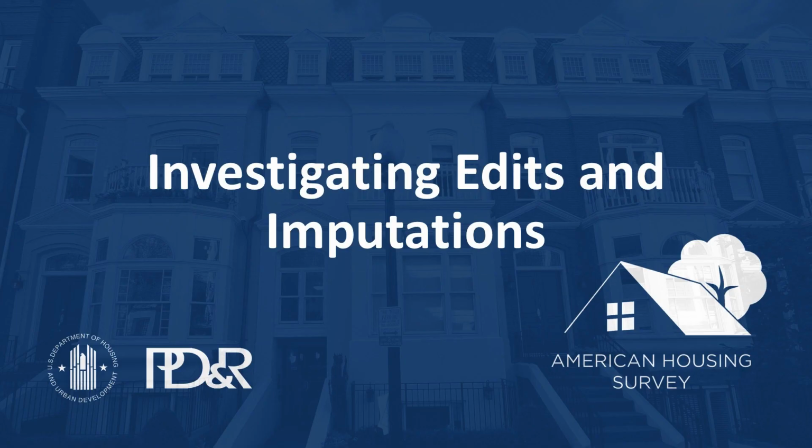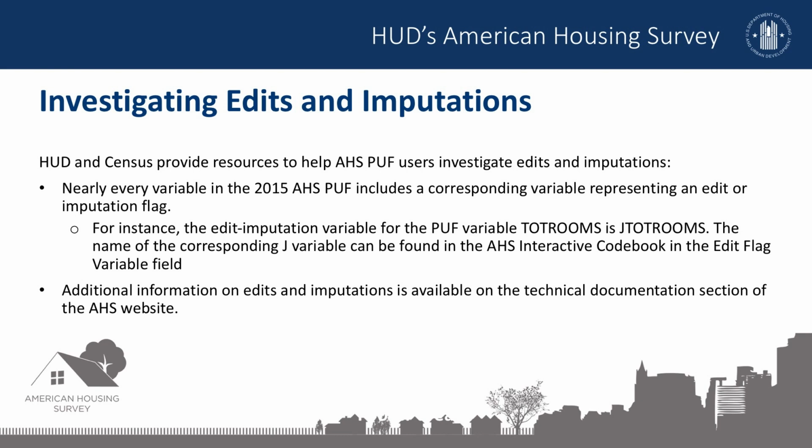And what about when respondents provide incorrect answers or don't answer certain questions? Let's explore that question. When AHS respondents give answers that HUD and Census believe are incorrect, we edit the AHS variable containing the responses. If respondents do not provide answers to certain questions, the value for the AHS variable may be imputed. It is important to note that imputations are not made for every variable with a missing value. HUD and Census provide resources to help AHS PUF users investigate edits and imputations.